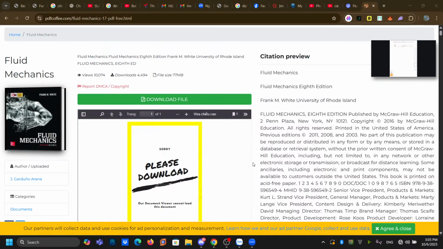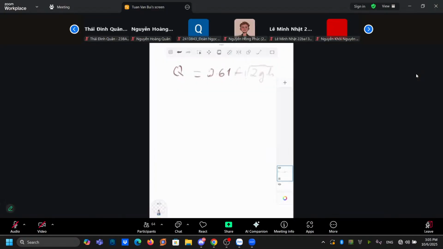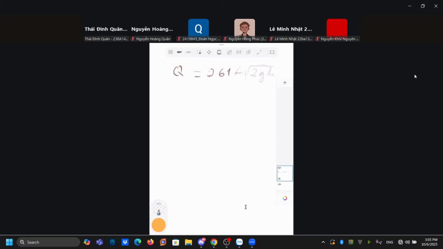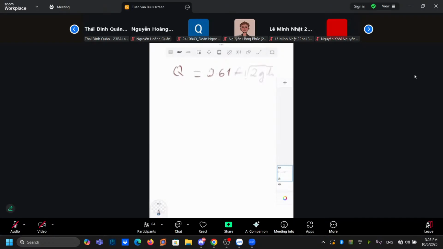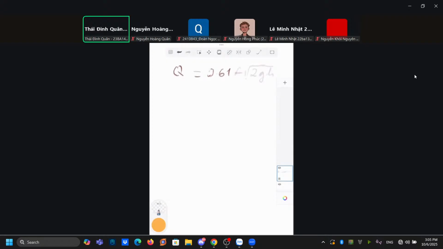Anyone want to share your answer? You need to explain both sides of the equation. Of course, because the problem says to investigate dimensional homogeneity, so they must have the same dimension on both sides of the equation.